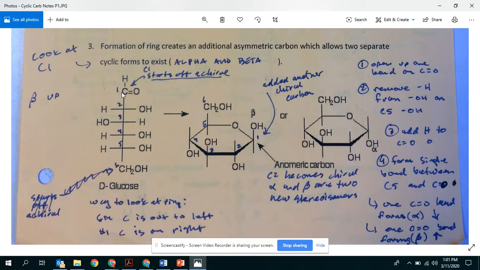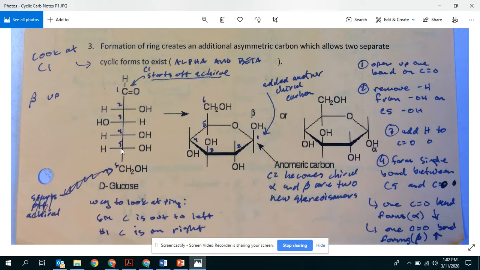It's important to note that the formation of a cyclic structure or a ring will form an additional stereocenter, an additional asymmetric carbon, which allows two different stereoisomeric or enantiomeric forms to exist. So what are we talking about here? Carbon 1 in the aldehyde starts off with 2 bonds to oxygen, which means that it is not a stereocenter because it has 2 of the same things, whereas carbons 2, 3, 4, and 5 are definitely stereocenters.